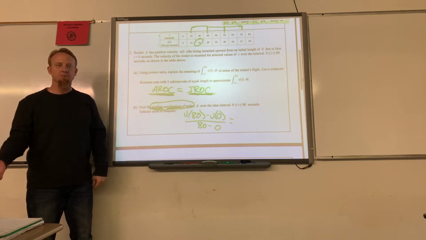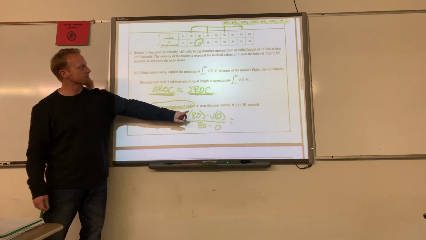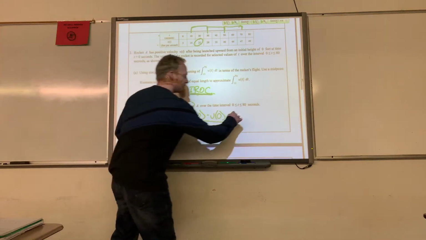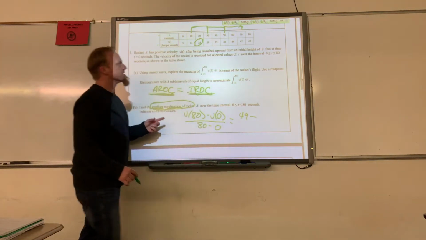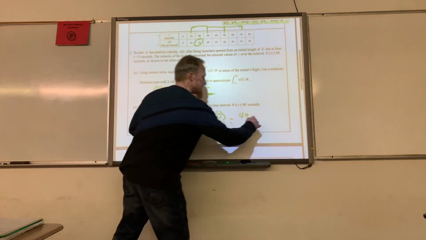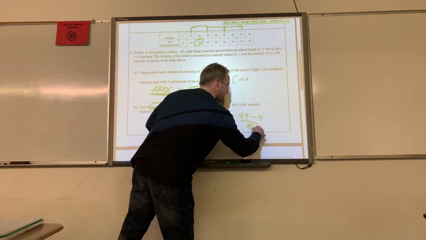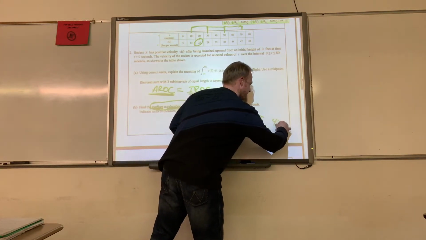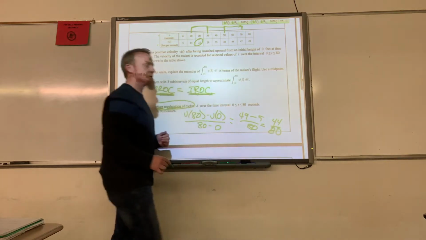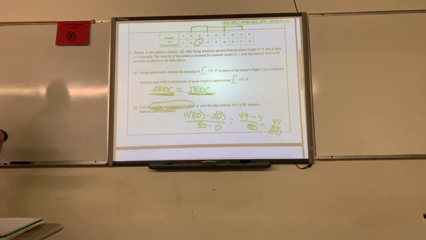Again, units are your best friend. So what is V of 80? 49. And V of 0? 5. Over 80, so we're looking at 44 over 80, and my units are feet per second squared. There it is. It's the same thing from last time. It's all connected. You're just coming at it from a different way.